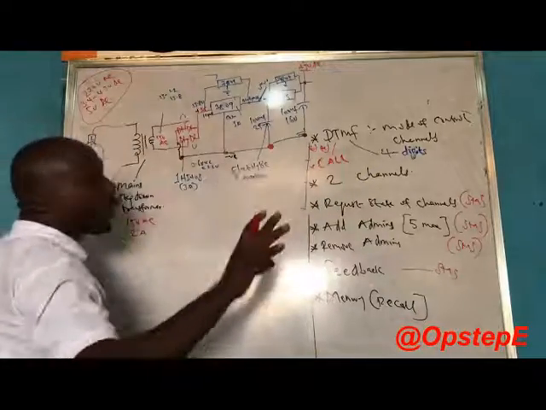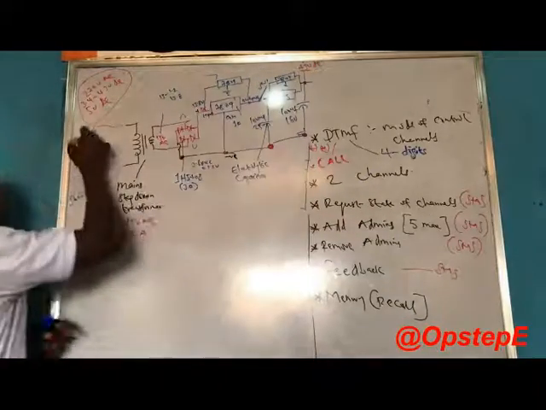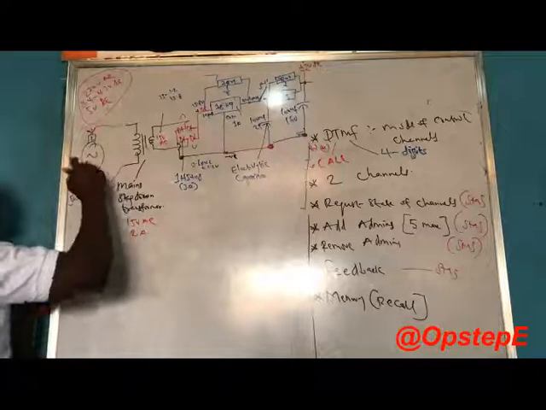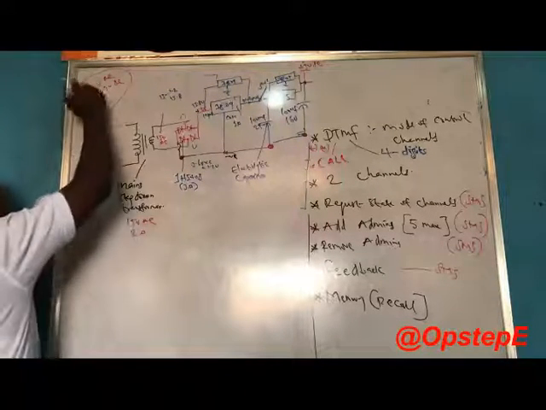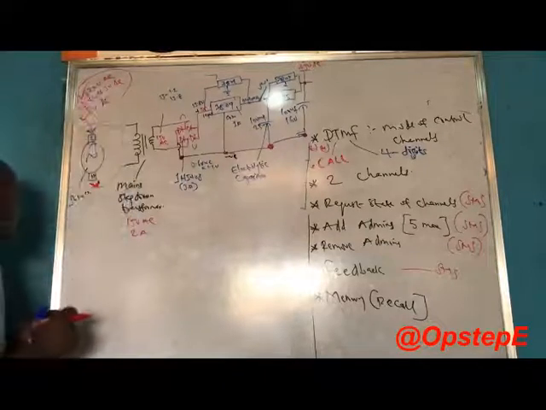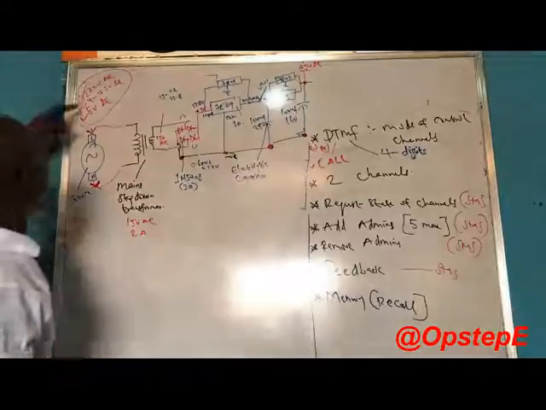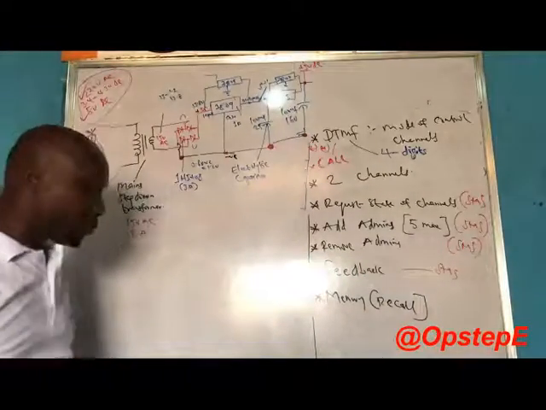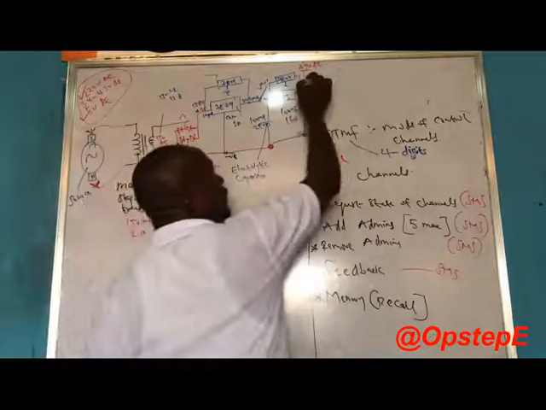The part that requires 220 gets 220 from where? Live and neutral. Do you get it? So if you look at it, we've made this available for this one, and we've made this available too. Who is left? The 3.3 to 4.3 volt is what is left. How did we achieve that? Simply, 5 volt is here.